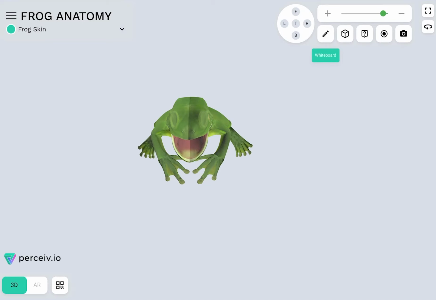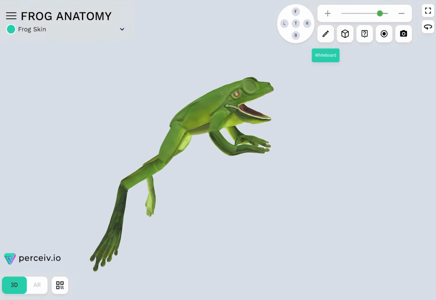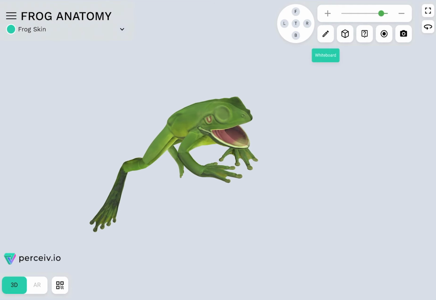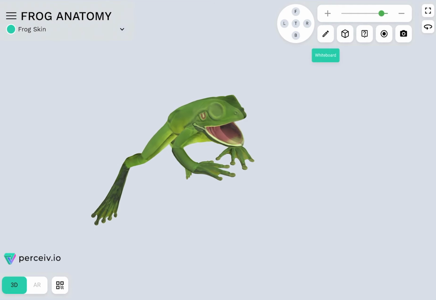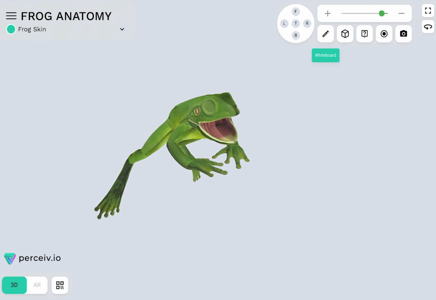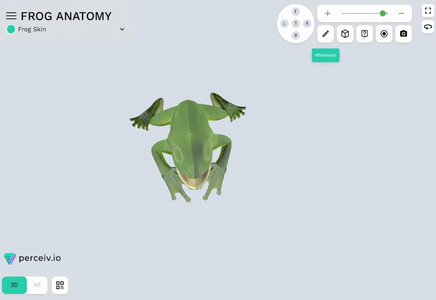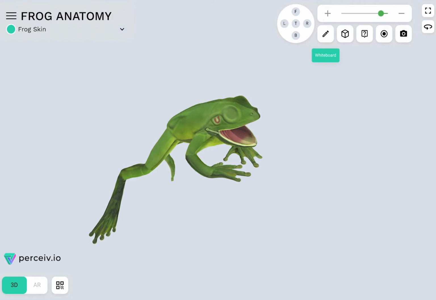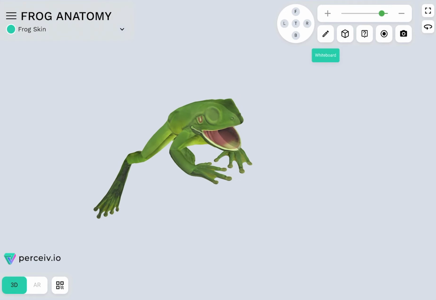Hello students. In this video lecture, we are going to discuss the animal type, which is frog. As you can see on your screen, the model, or the external morphology of the frog, is being represented. In this model, we are going to generalize the morphological characteristics or features of the frog, and we will also come to know some of the basic characteristics of the frog along with its external features.